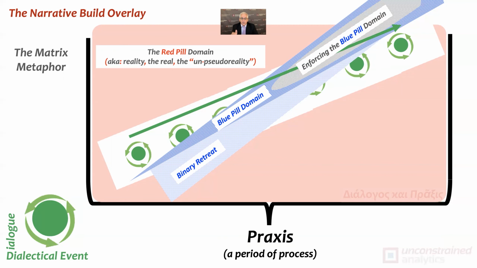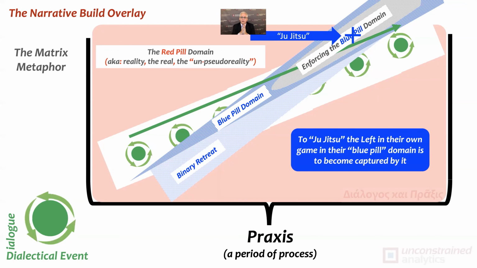Because the blue pill domain is a narrative, it's what determines the time and the place of exploitation and enforcement. It's the narrative. And you'll see it's at the point where the binary retreat is really in deep stages of receding. So I like to point out that this is also the domain of jujitsu. We're going to jujitsu them and beat them at their own game. That's where that happens. Can you see what the problem is?